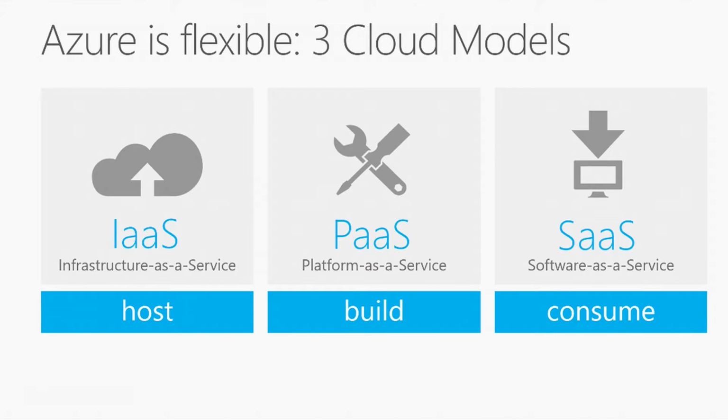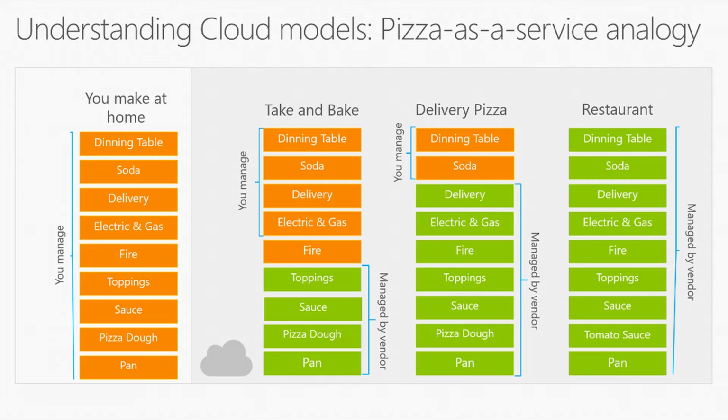The first is infrastructure as a service, which allows you to host your machines in the cloud. The second is called platform as a service, where you retool your applications to use the cloud capabilities. The third is called software as a service, where you use Azure's built-in capabilities to extend your data center without you having to deploy or manage anything. I'm going to explain these models using pizza as an analogy.